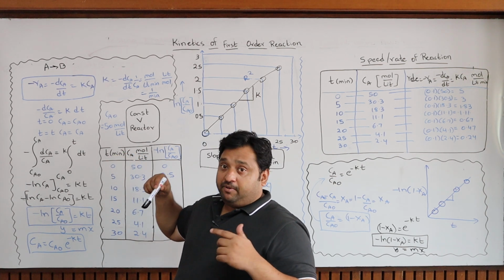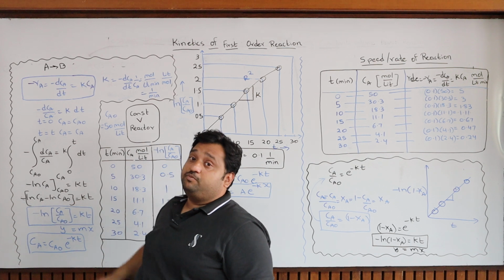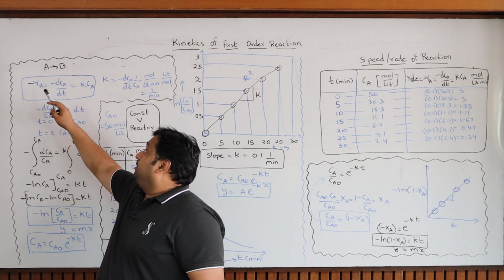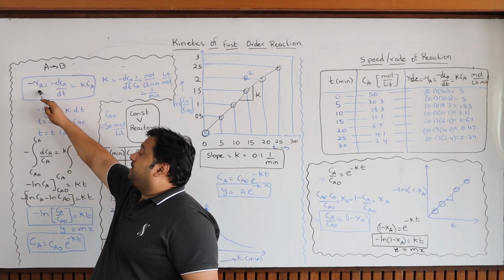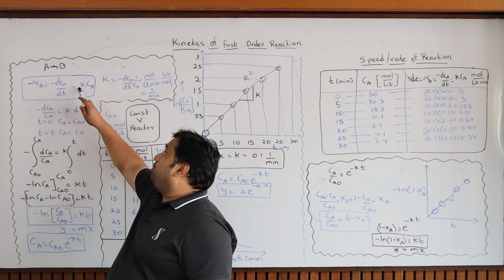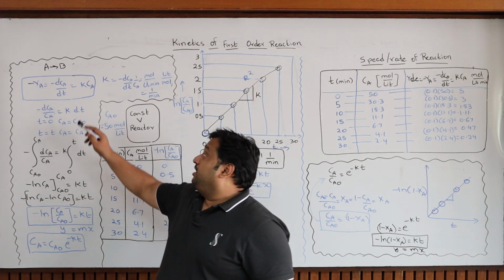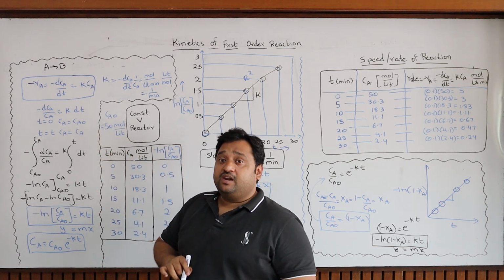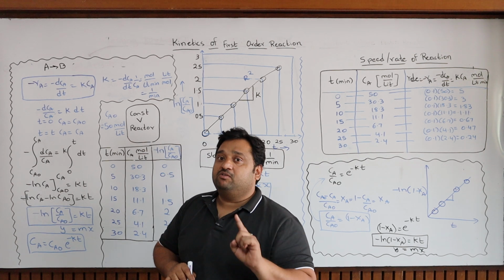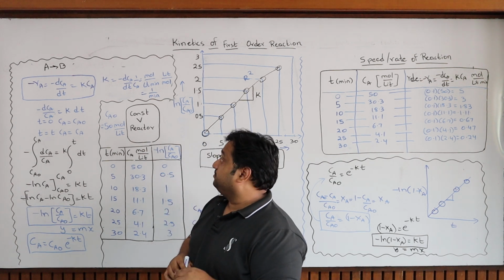Because it is a first order reaction, the simple reaction we can assume is A gives rise to B, and the rate of disappearance of A is minus dCA by dt equal to K times Ca. Earlier, for the zero order reaction, there was no Ca term. Here the Ca power 1 term is there. Ca power 1 means first order reaction.